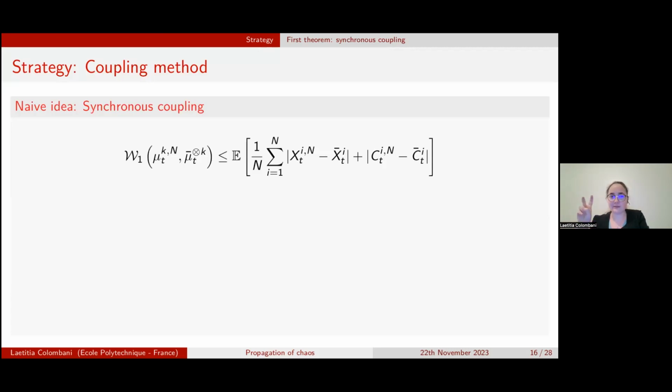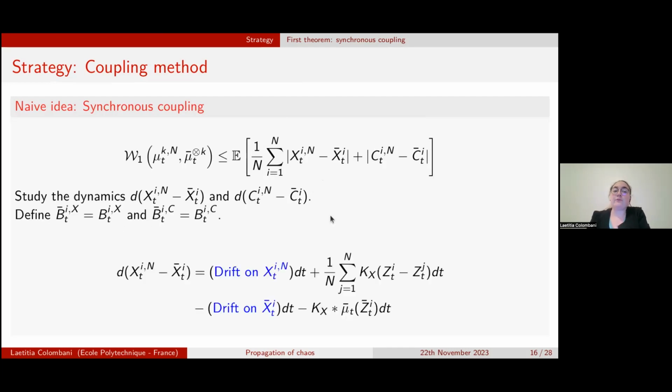So it's like the naive idea, because when we consider the Wasserstein distance, we can upper bound it by this quantity, the expectation of the L1 distance of the difference between x and bar x and c minus bar c. And then we just need to study the dynamics of the difference. If we choose the noises to be equal, so bar b equal to b, for x and for c, then if we study the dynamics of the difference, we just have the drift on x minus the drift on bar x, and the interaction and the pseudo interaction for bar z.